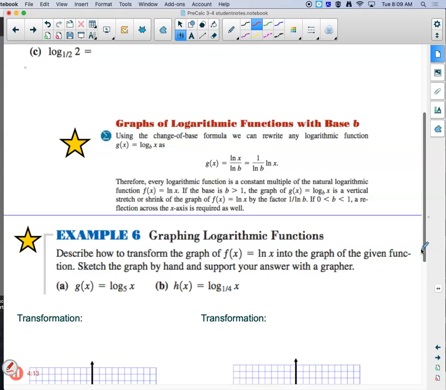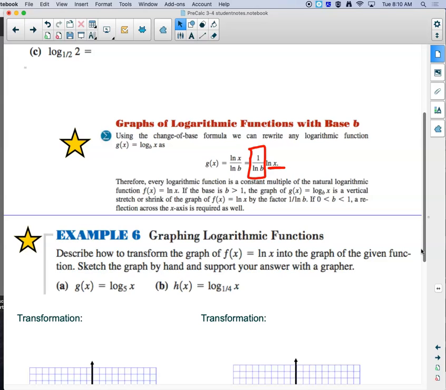And in this manner, I can talk about the graph of the natural log of x and just use this 1 over the natural log of b to describe whether or not I have a vertical stretch or a vertical compression, and use it that way. Now that's great for describing. It's not necessarily our first choice as far as graphing. And as we go through this, you'll see we don't necessarily use this for graphing. We use it to describe those transformations. So therefore, every logarithmic function is a constant multiple of the natural logarithmic function.